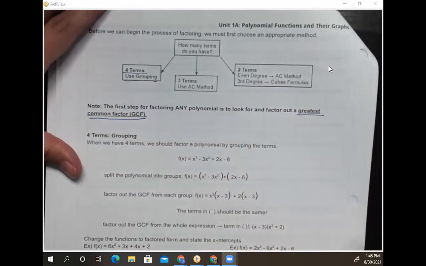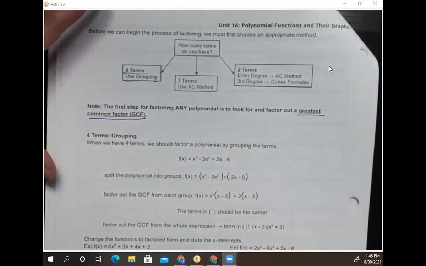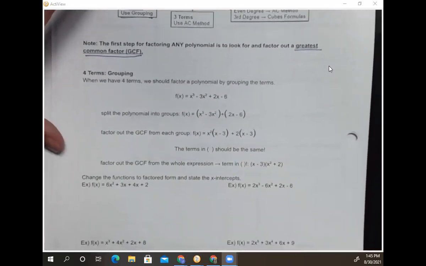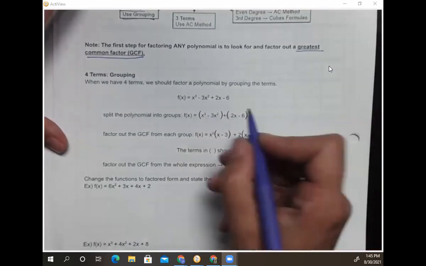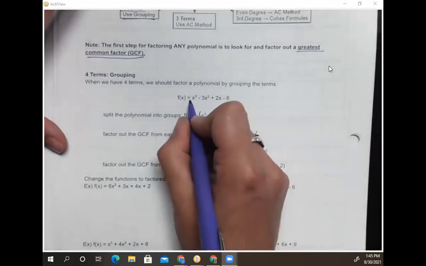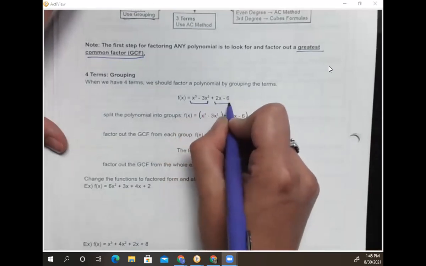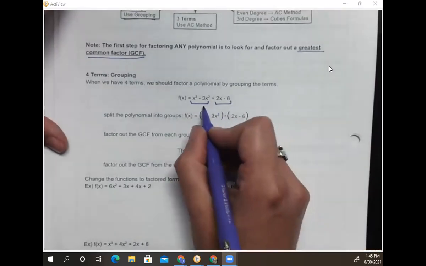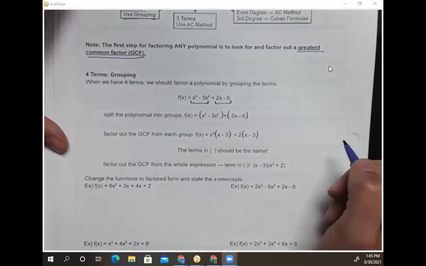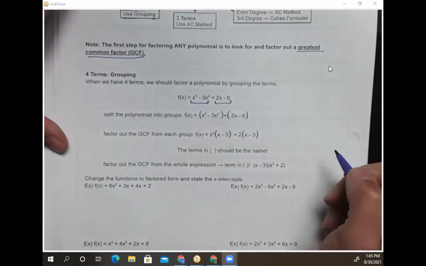So again, today we're going to look at grouping, and that's our strategy for when we have 4 terms to our polynomial. So grouping means that we are going to break our polynomial into groups. When I have 4 terms, we're going to split it into groups of 2, the first 2 terms and the last 2 terms. And that's sort of what we see here with those parentheses. So we're going to look at this and this. And within each group, we're going to look for a GCF.